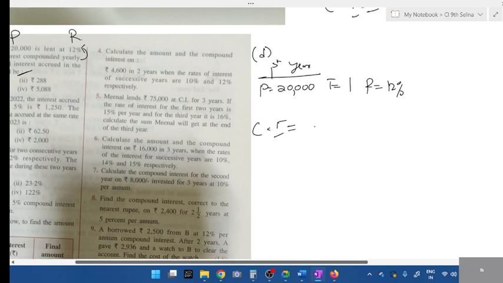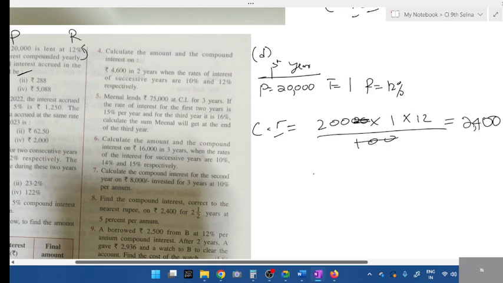Tell me the answer, students. How do you solve this? 20,000 into 1 into 12 divided by 100. Two zeros get cancelled. What is 2 into 12? 2,400. In compound interest, after the first year or a half year, what do you have to find? You have to find the amount. This is the amount. Amount is 20,000 plus.